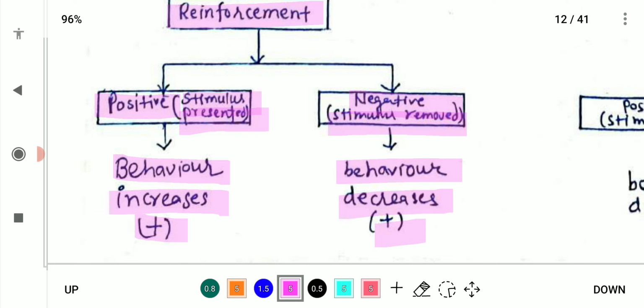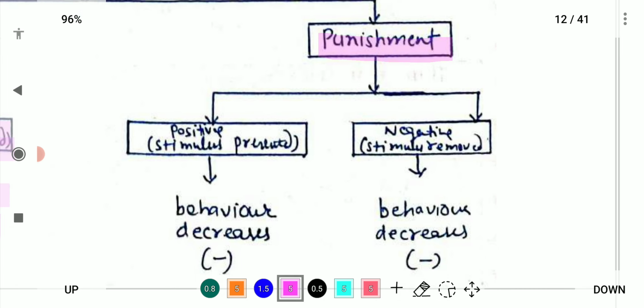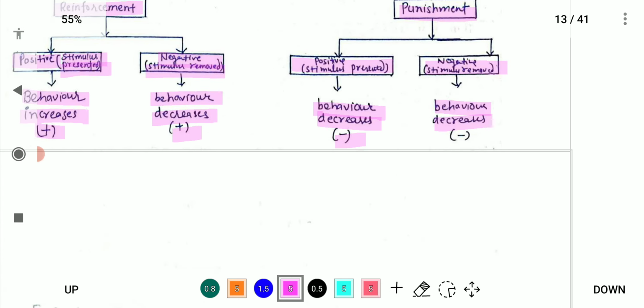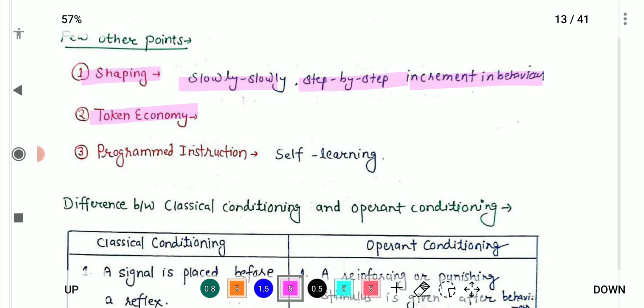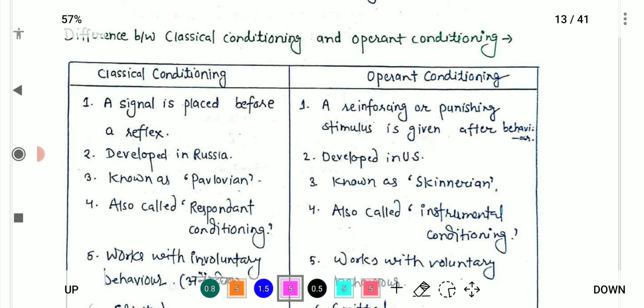Behavior decreases in punishment. Understood? In punishment, there is positive, where a stimulus is presented, and negative. Positive punishment means behavior decreases. Negative punishment also means behavior decreases. Few other points: shaping, which is slowly, step by step, increment in behavior. Token economy. Programmed instruction means self-learning. Differentiate between classical conditioning and operant conditioning.